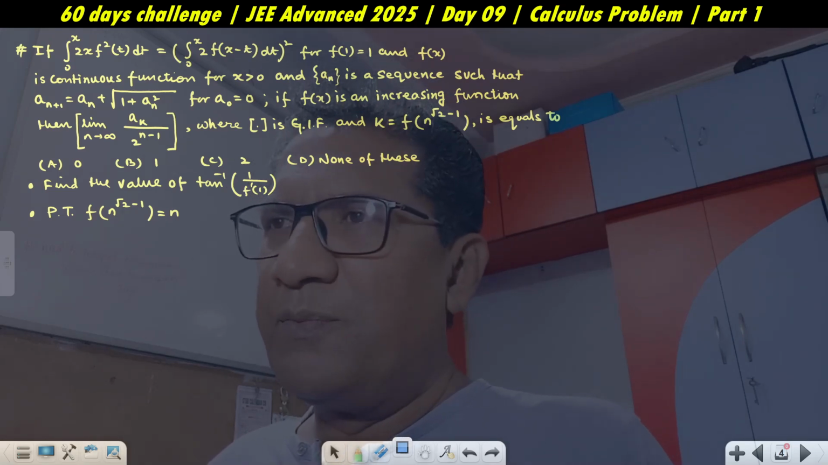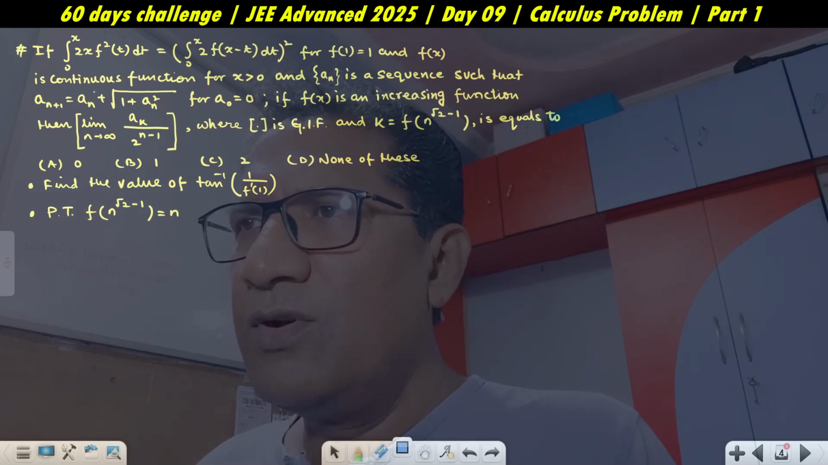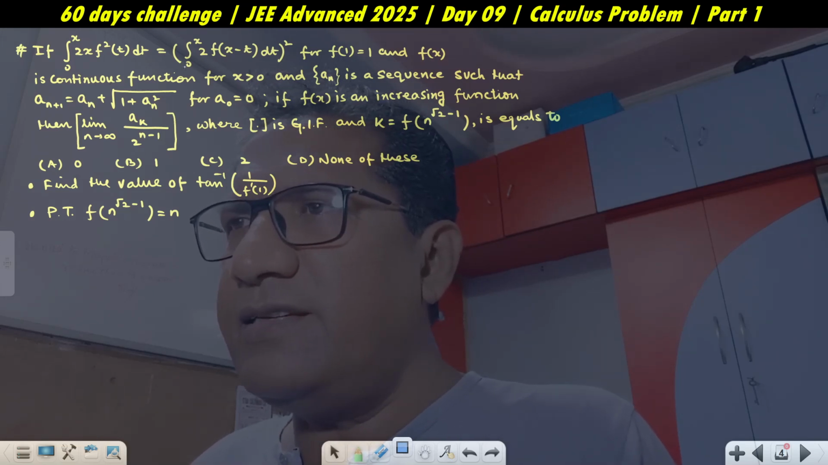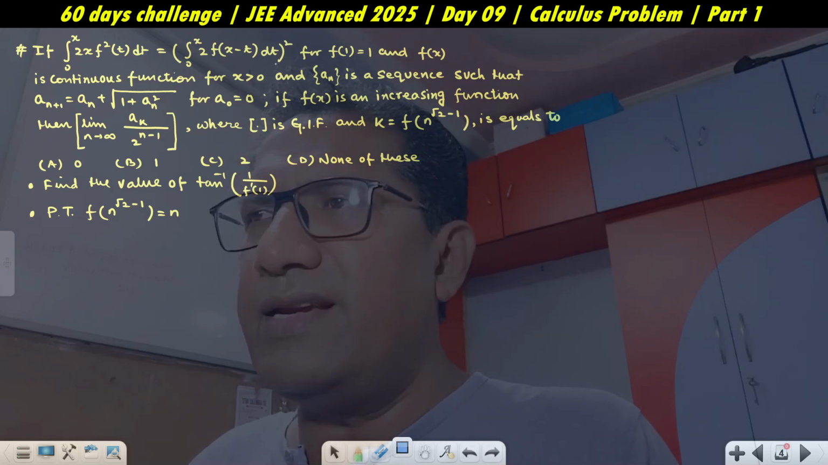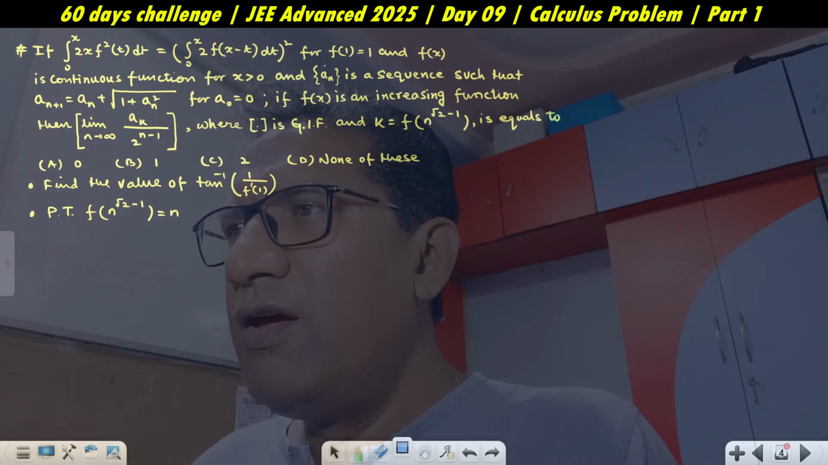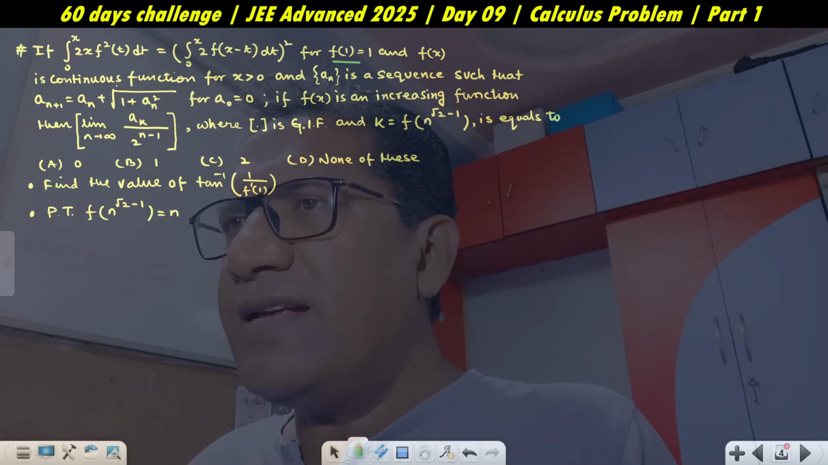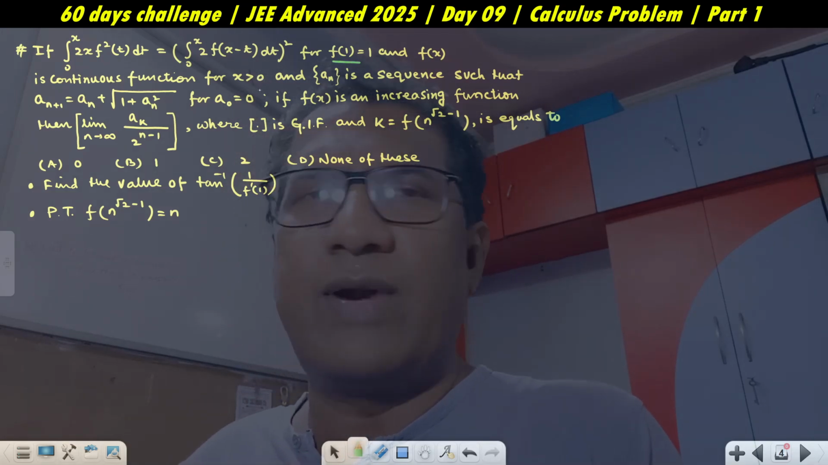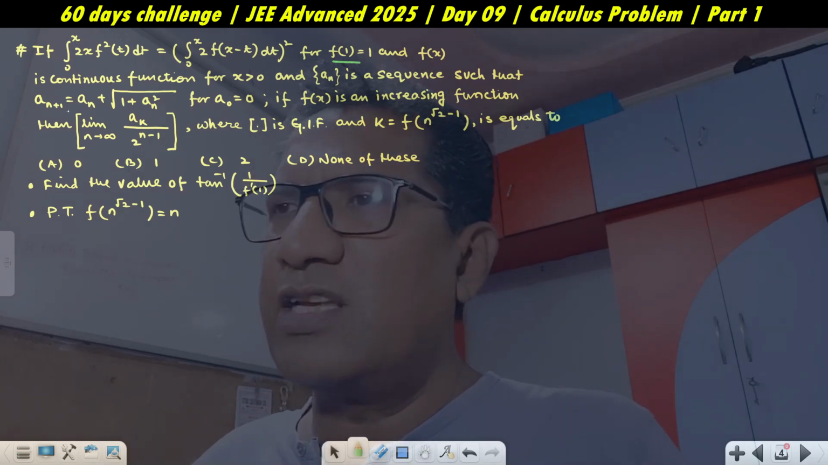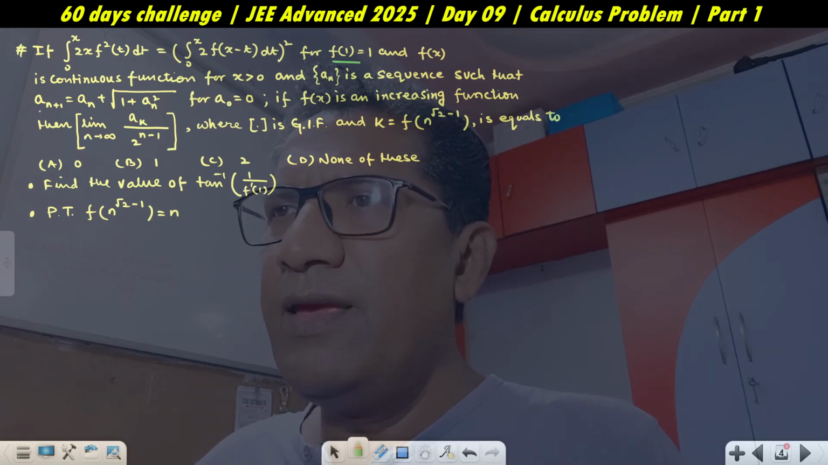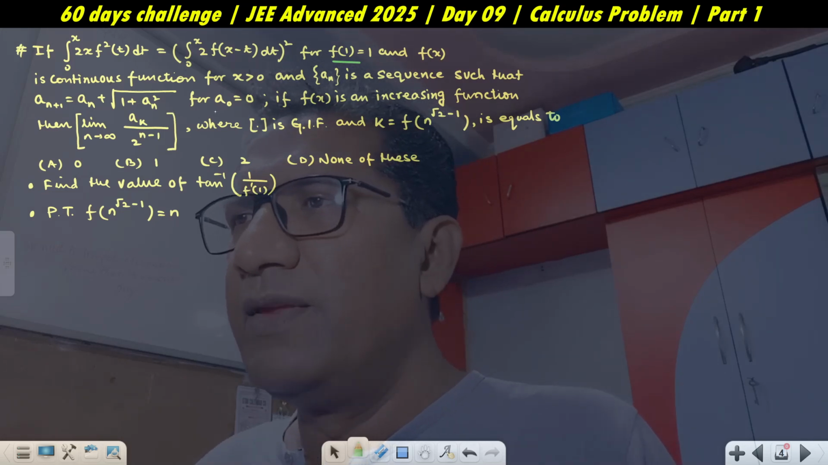So this question: if the integral from 0 to x of 2x f squared t dt equals the integral from 0 to x of 2 times (f of x minus t) dt, whole squared, and f of 1 is 1, and f of x is a continuous function for x greater than 0. a_n is a sequence given by this recurrence relation: a_(n+1) equals a_n plus root over 1 plus a_n squared.